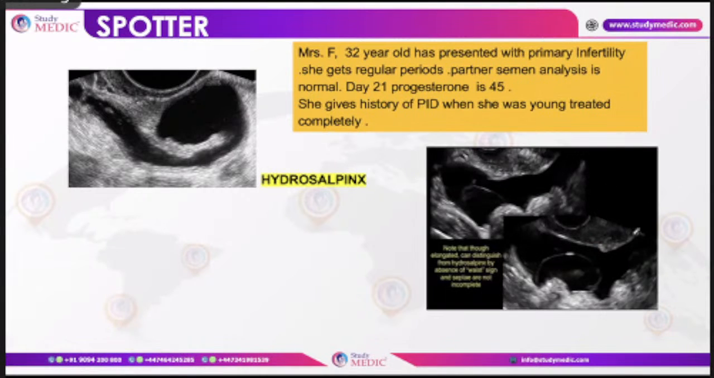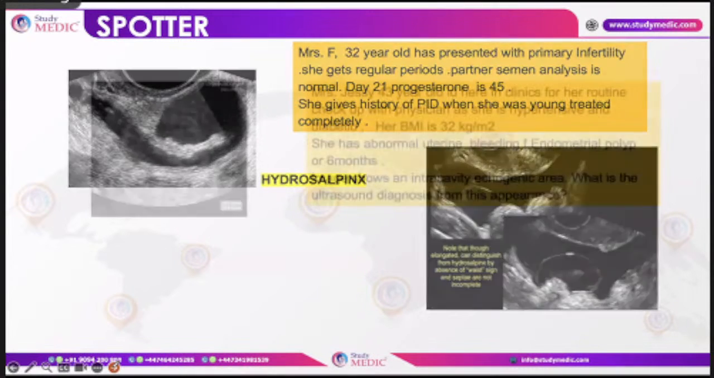So you can see the image. This is a very lobulated and lengthier one you will be getting. This has nothing to do with your ovarian cyst. When you see this typical elongated one, always think of hydrosalpinx.